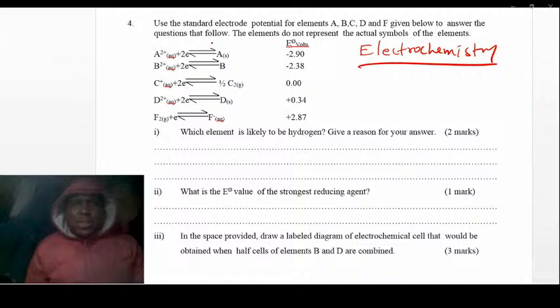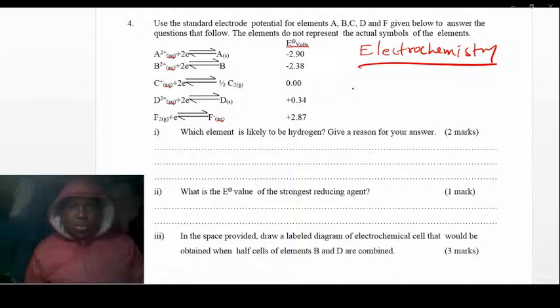Look at this question. Use the standard electrode potential for elements A to F given below to answer the questions that follow. The letters do not represent the actual symbols of elements. Now you see these equations.